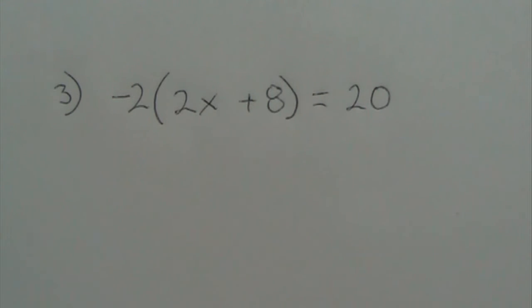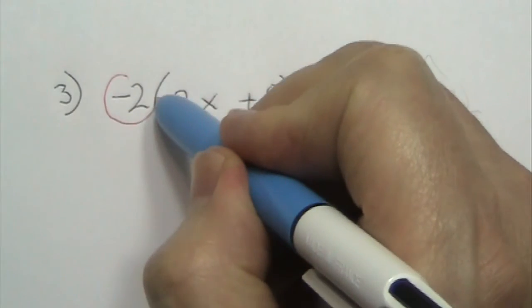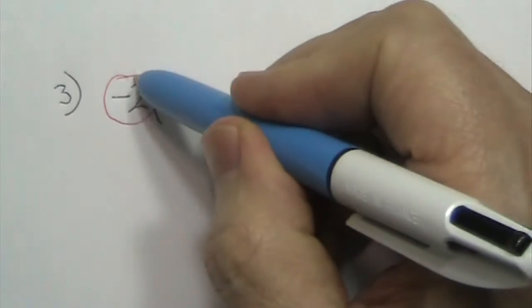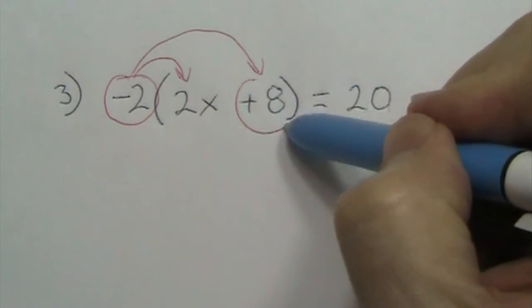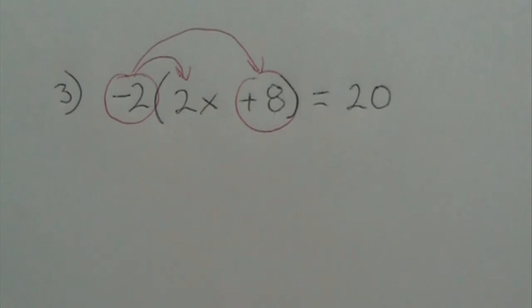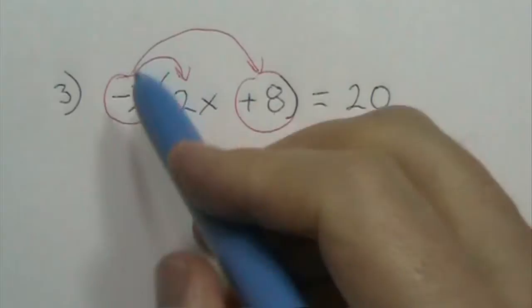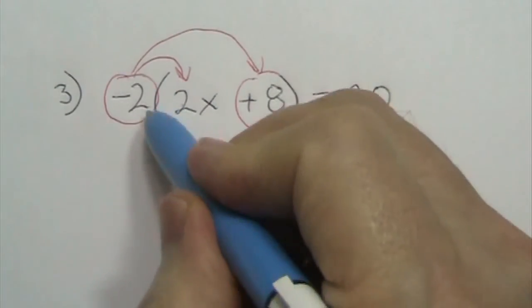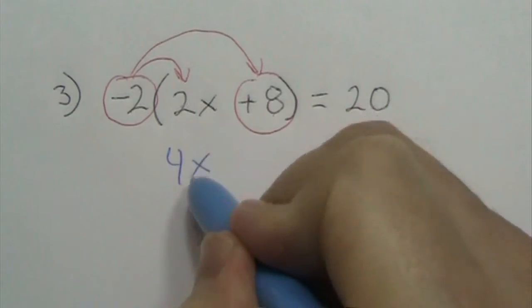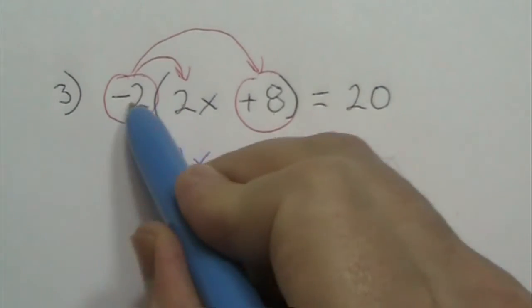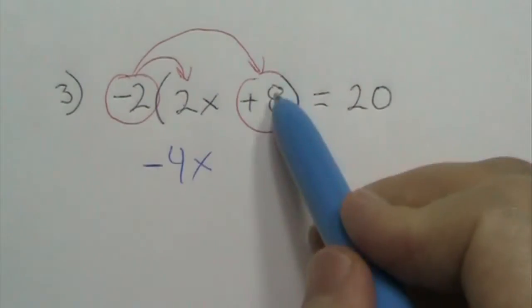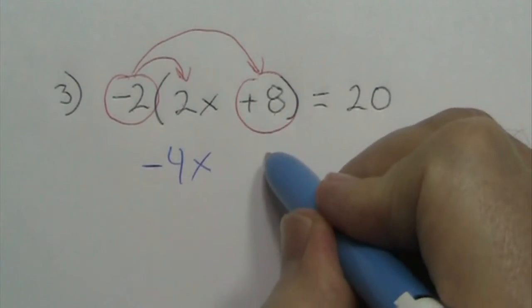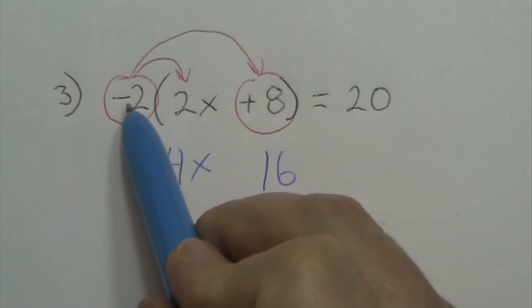Our first step is distributive property. -2 times that, and -2 times this, times everything inside. So that's going to give us 2 times 2, that's 4x, and there's one negative. 2 times 8, and there's one negative.